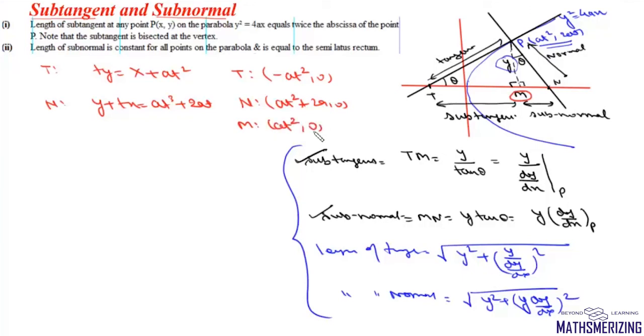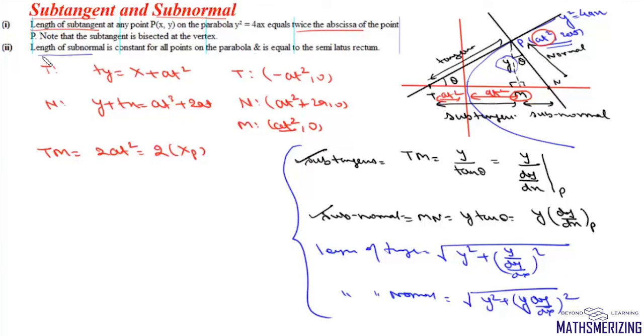Now first point is, we need to show that length of subtangent is twice the abscissa of the point. So we'll find length of subtangent, which is TM. Now TM basically will be at square minus of minus at square. So it will be 2 times at square, and x coordinate here is at square. So it is 2 times x coordinate of P. And it also says, note that subtangent is bisected at the vertex. So this length is at square, and this length here also is at square. So clearly subtangent is bisected at the vertex of parabola.